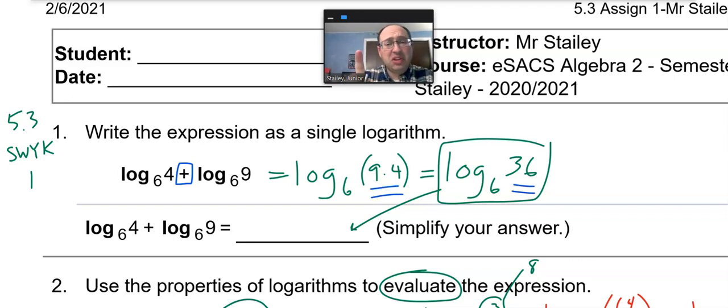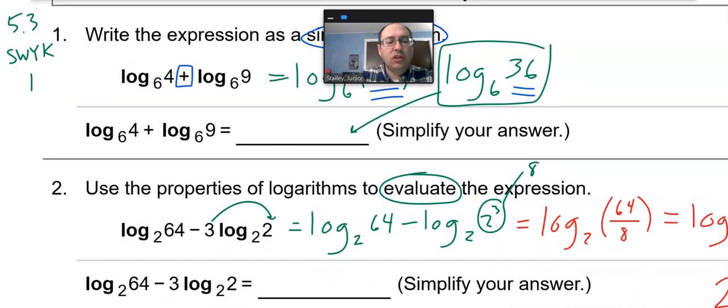Now, that's actually an easy one to do, right? Because the exponent on 6, which gets me 36, is 2. They didn't ask me to simplify it now, did they? They said write it as a single log. So even though I know the answer should be 2 in its simplified form, they didn't ask that. So pay attention to the instructions.